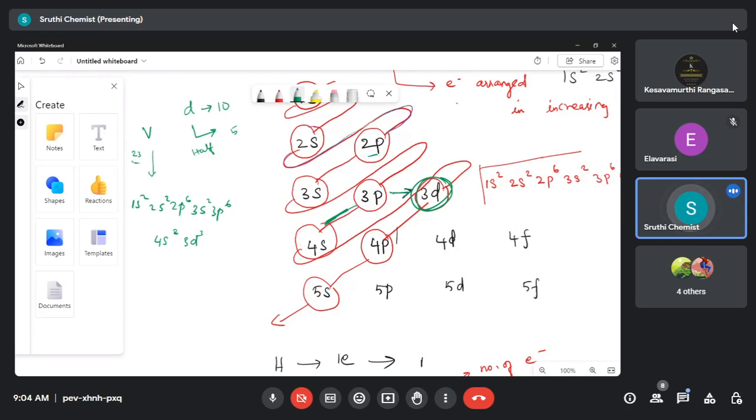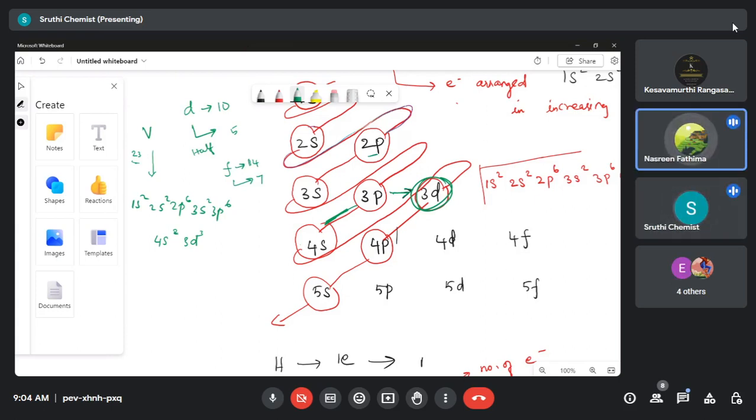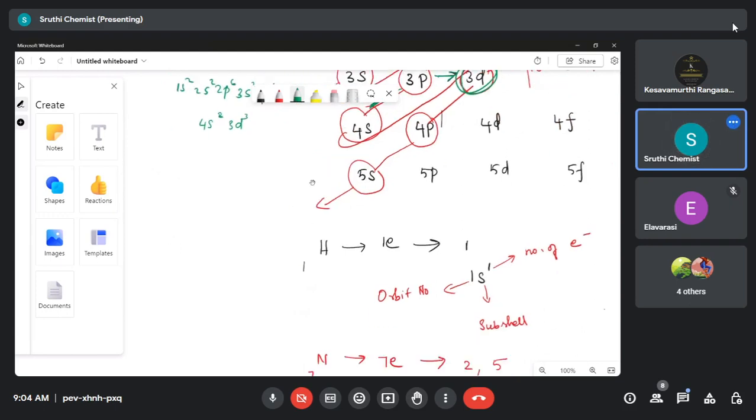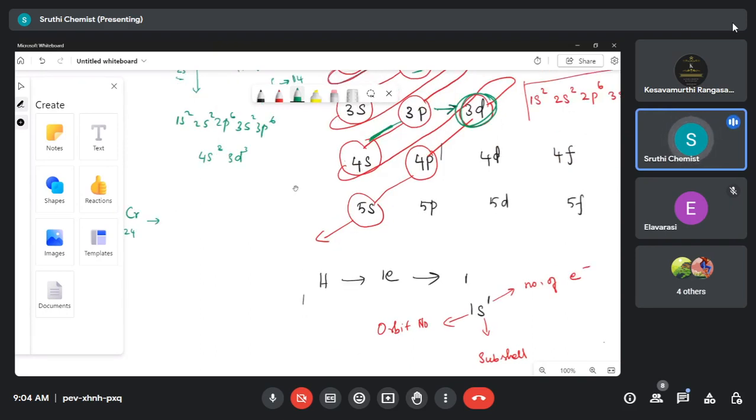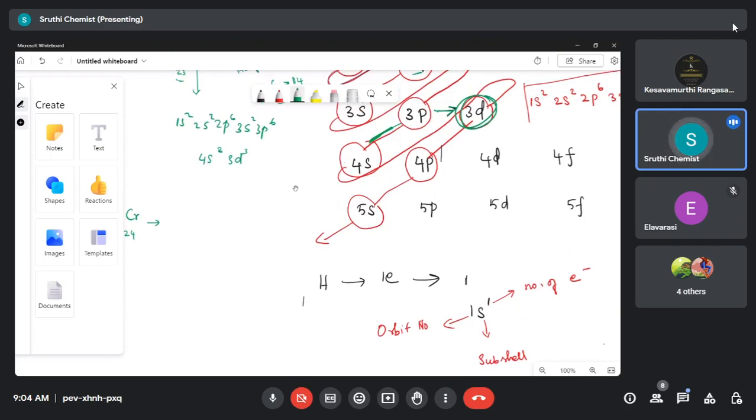Okay. What is the maximum number of electrons in the f subshell? 14 electrons. So what is a half filled configuration? 7 electrons. Which is more stable, 14 or 7? 14, because fully filled is more stable than half filled. I want you to do it for chromium and tell me. Chromium's atomic number is 24. Just make the changes in the previous case and tell me. Very simple, right?